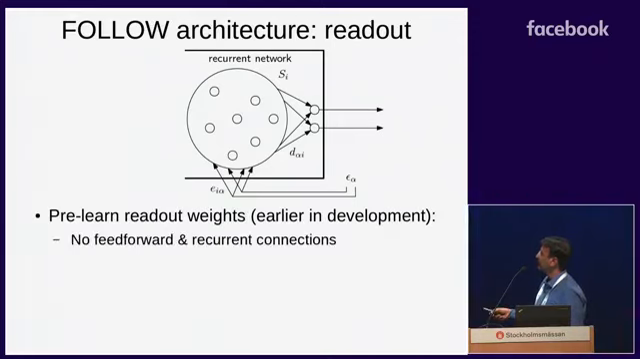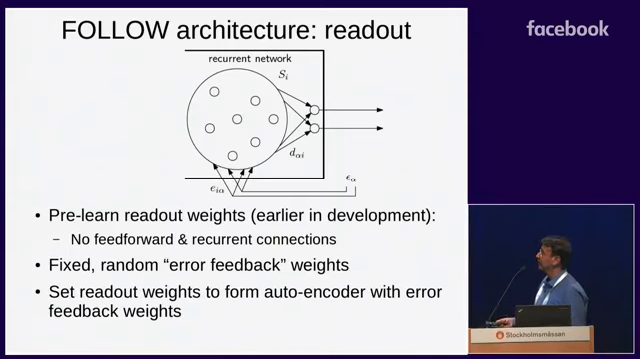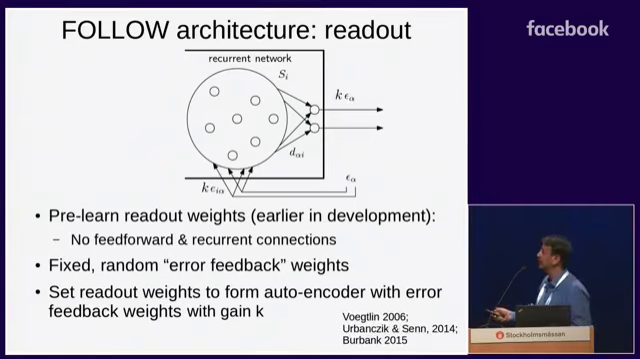Again, this is the trick from adaptive control theory, that the error is going to be fed back with fixed random error feedback weights E_i^alpha, but the output weights D_alpha^i are going to be pre-learned. So we will set these readout weights to form an autoencoder with the error feedback weights with gain K, such that if I feed in epsilon alpha here, which is multidimensional, the output in the open loop case is K epsilon alpha. So this is the trick from adaptive control theory.